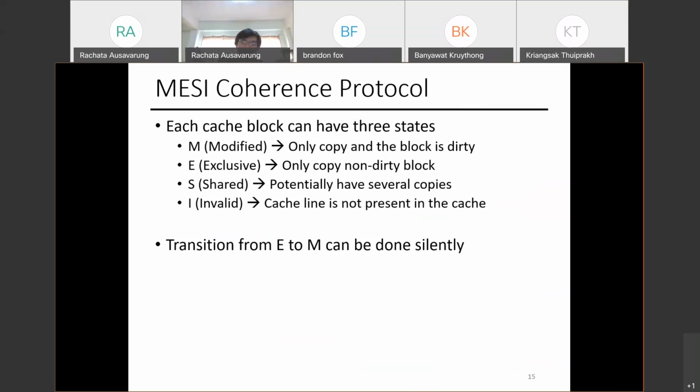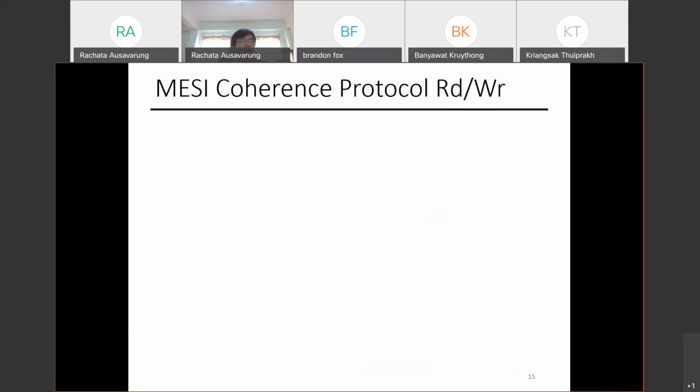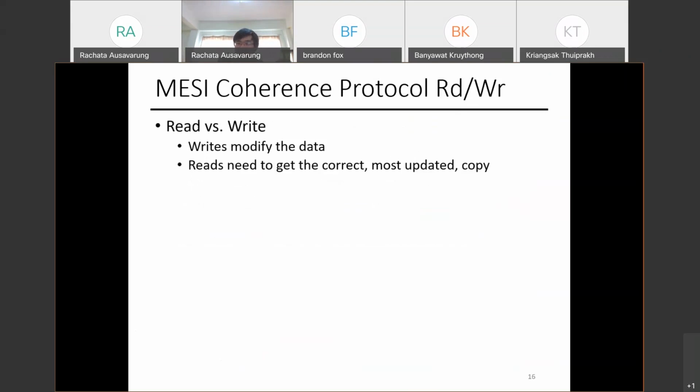Why is this good? You allow other people to use the snoopy bus, right? So you don't have to utilize the bus. If you look at this, there are two important operations: read and write. Write modifies the data. Read needs to get the correct, most updated copy. So these are the two important things that you need to understand when you're trying to go through this protocol. If I'm reading, I better have the most updated copy of the data. If I'm writing, everyone else should be aware that their own copy of the data is now outdated because I modified the data. Any questions so far, before we go to the diagram and some potential examples?